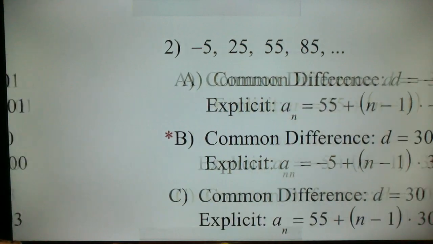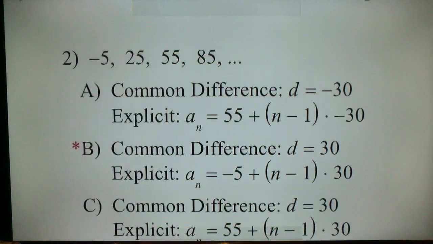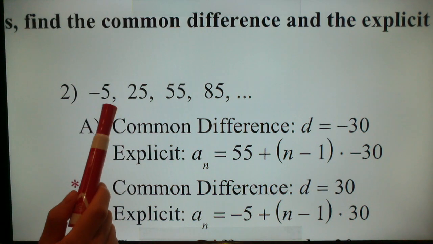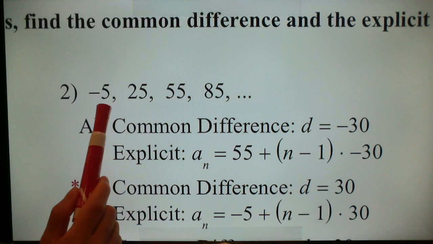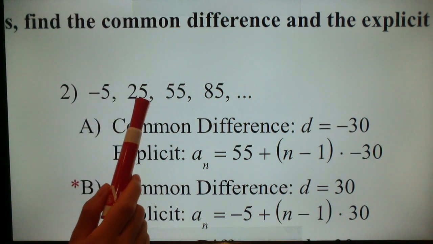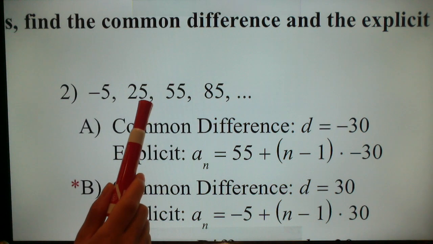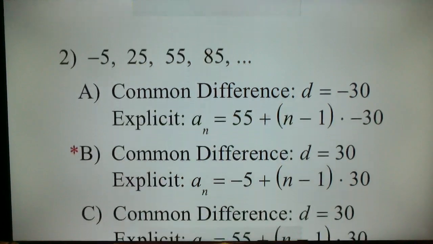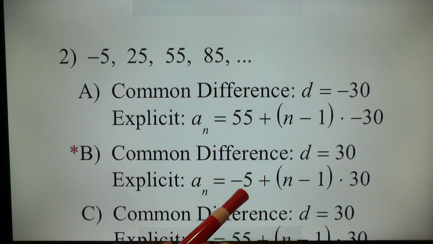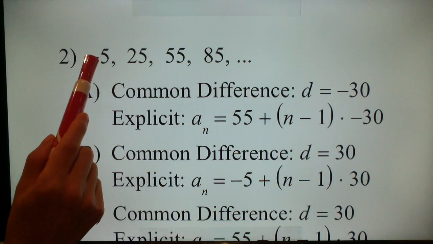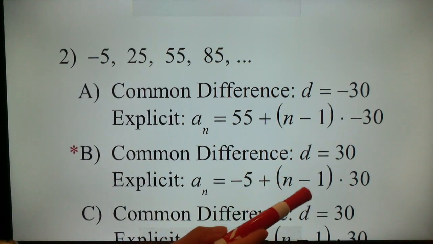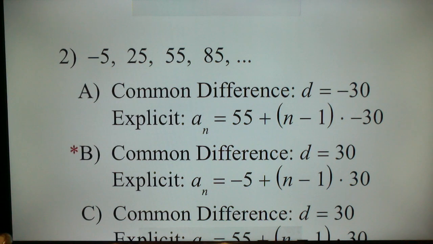And let's see number 2. If you look at this, what's the common difference? It's 30, right? If you add -5 plus 30, it is 25, and 25 plus 30 is 55. So the common difference is 30, and A1 is -5, right? Plus the common difference 30 times (n minus 1). So that's the answer.